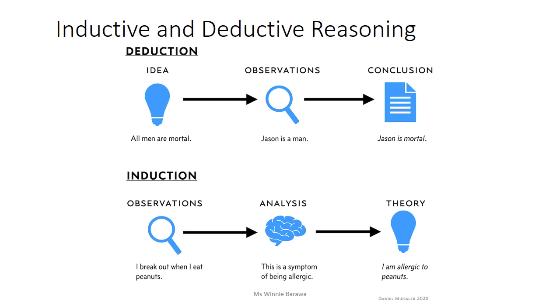And then the next reasoning is induction, or inductive. In inductive reasoning, you're starting from a specific observation and heading into a general conclusion. In this case, you've observed on a personal level that you get a breakout when you eat peanuts or eggs and so on. The analysis is that this breakout is a symptom of allergy. So what you will make as a theory or general observation is that generally this person is allergic to peanuts.